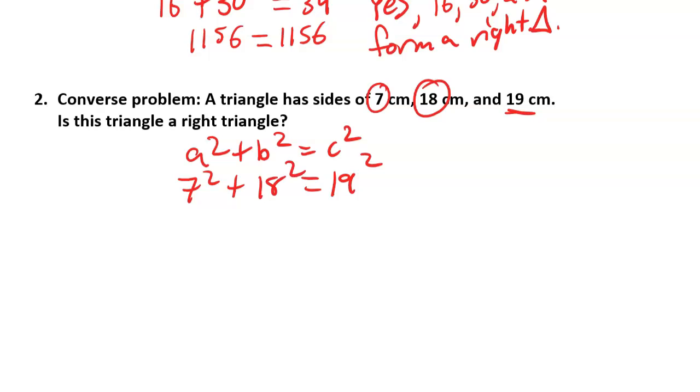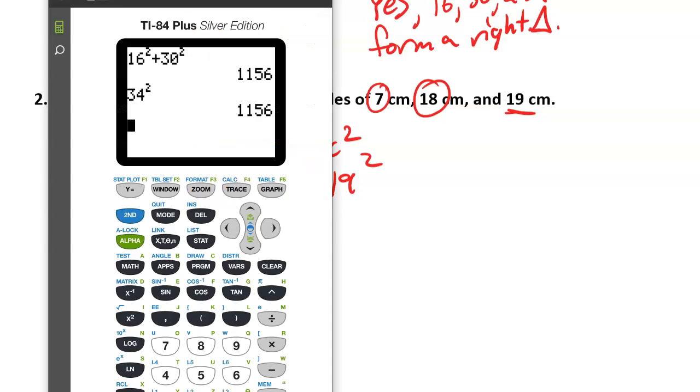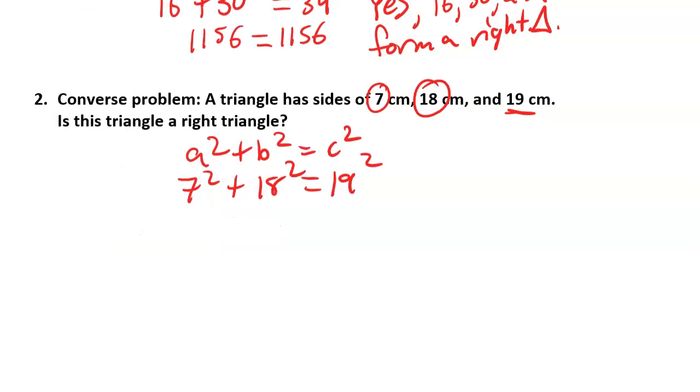And now I'm going to check this. I'm going to see if 7 squared plus 18 squared is the same thing as 19 squared. So I'm just going to type that in. Once again, I'm going to type in 7 squared plus 18 squared, and I get 373. But if I compare that with 19 squared, I get 361. Oh no. What does that mean? We have 373 for 7 squared plus 18 squared, and that is not equal to 361, which is 19 squared.